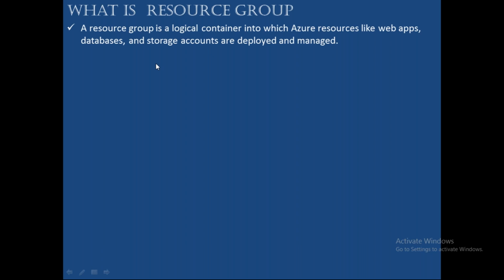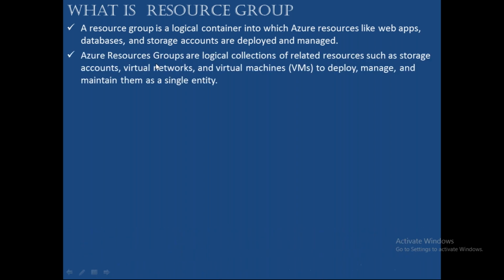If you go to resource group, you can see all the backend created services as well. That we are going to see in today's session. Next, Azure resource groups are a logical collection of related resources such as storage accounts, virtual networks, virtual machines, to deploy, manage, and maintain them as a single entity.